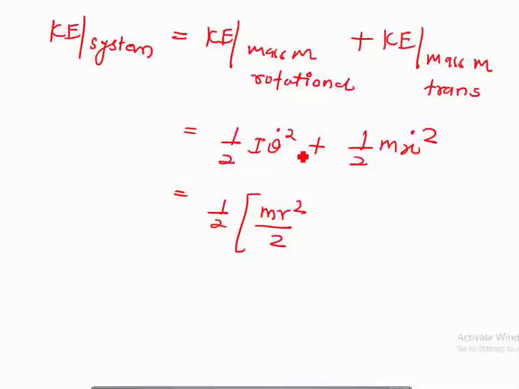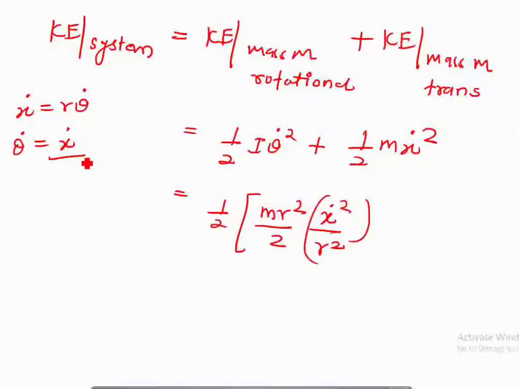Okay, now theta we have to convert into x. Why? Because I have to find out m equivalent and k equivalent. So theta dot squared is nothing but x dot squared upon r squared. Why? Because x dot is equal to r into theta dot, and therefore theta dot is equal to x dot upon r. This is the relation I am getting, plus m into x dot squared as it is.